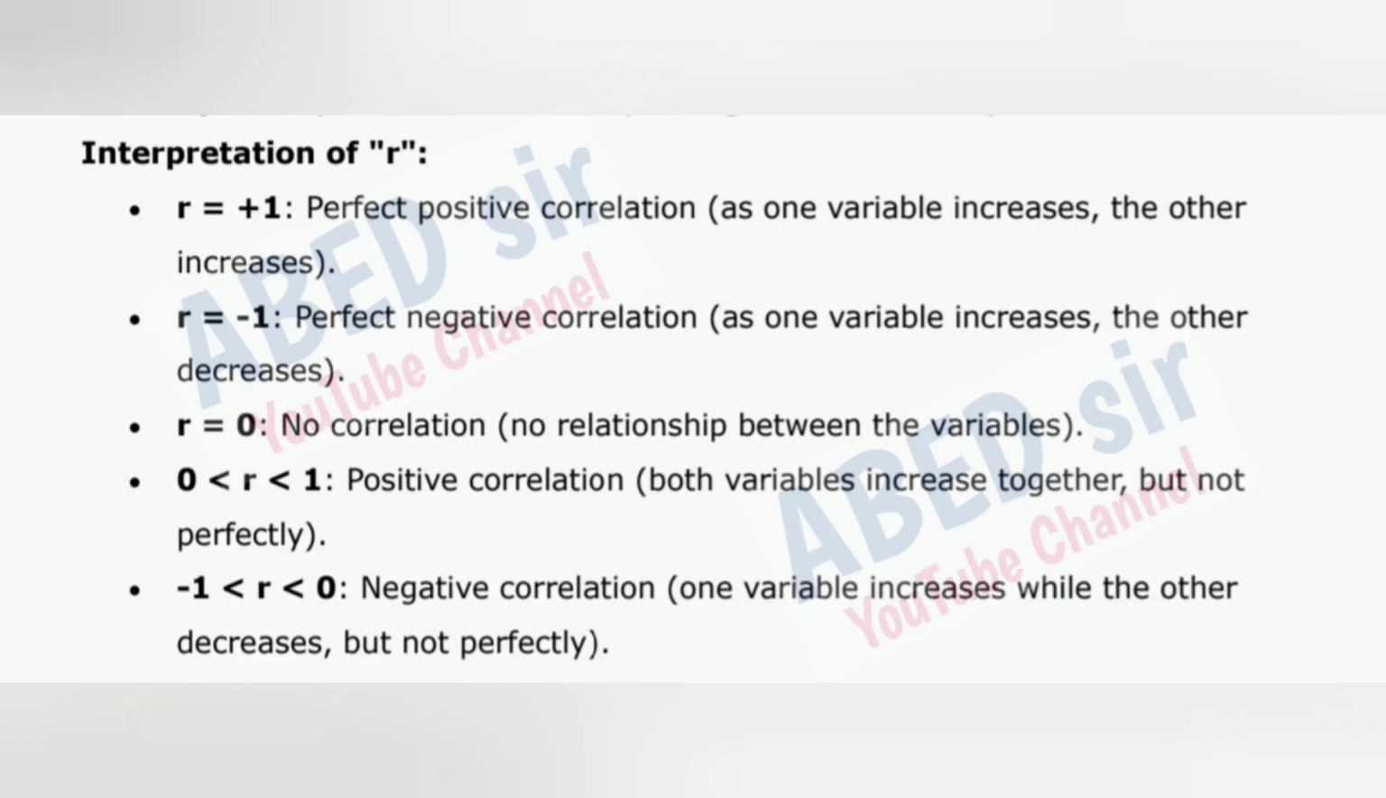0 < r < 1: positive correlation, both variables increase together but not perfectly. -1 < r < 0: negative correlation, one variable increases while the other decreases but not perfectly.